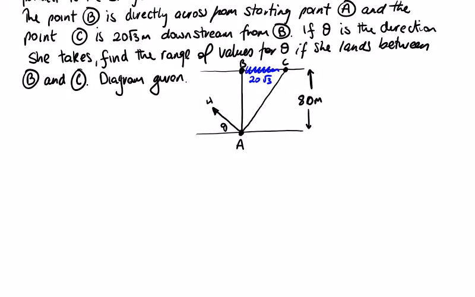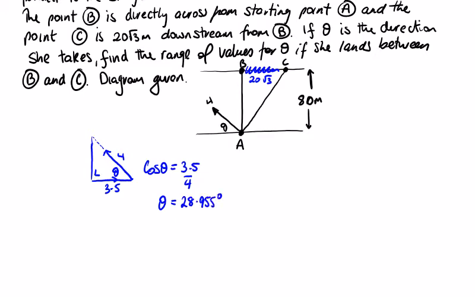Okay, well, we have the speed she can row at, and we have an angle going in this direction, so let's create a triangle here with the speed of the river. So she can travel out that way at 4. The river is going this way at 3.5. And that would be a right angle, and that's theta. So we have A and H, so the cos of theta is equal to 3.5 over 4. So in this case, theta will be, calculator, 28.955 degrees.